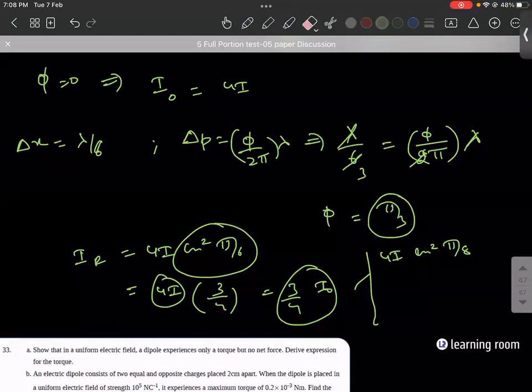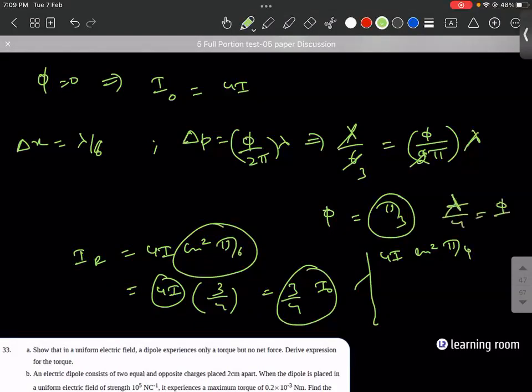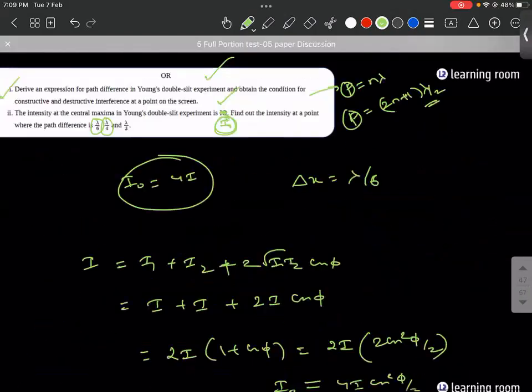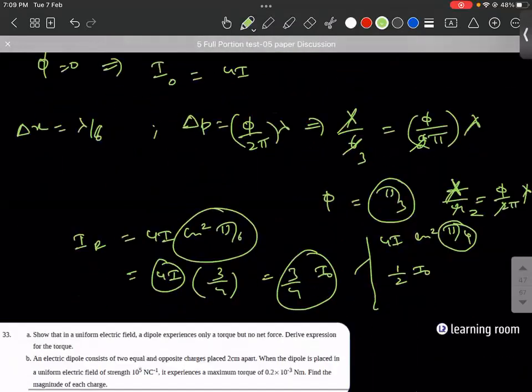4I into cos square of pi by 4. Lambda by 4 will be equal to 5 by 2 pi into lambda. Lambda and lambda will get cancelled. This will go 2 times. So pi by 2. Cos square pi by 2 divided by 2 is pi by 4. So it will become 1 by 2 times I naught. Similarly, when you take lambda by 3, you will get I naught divided by 4.